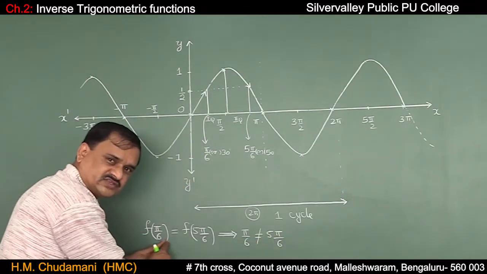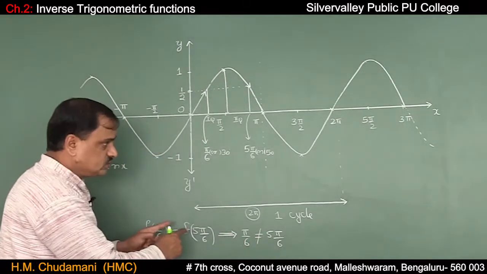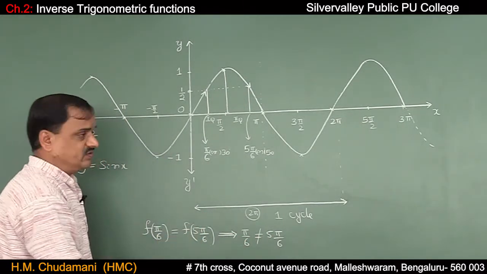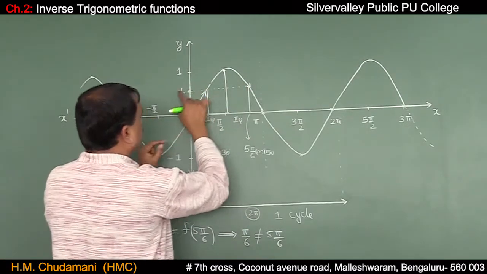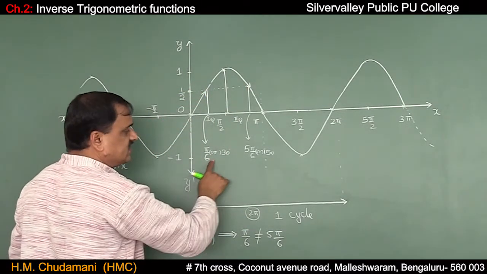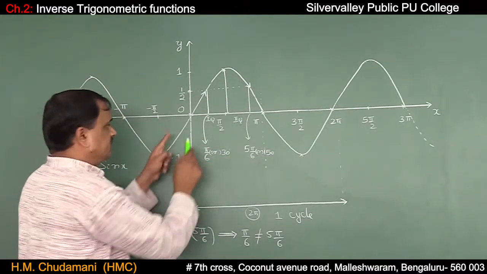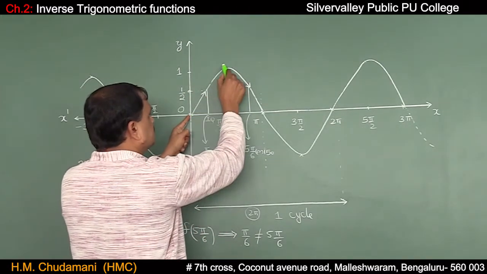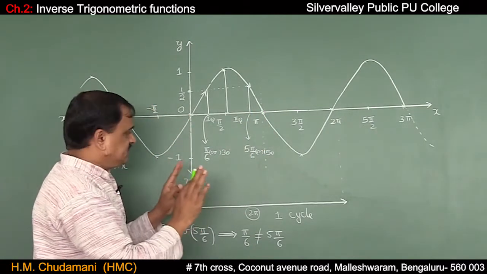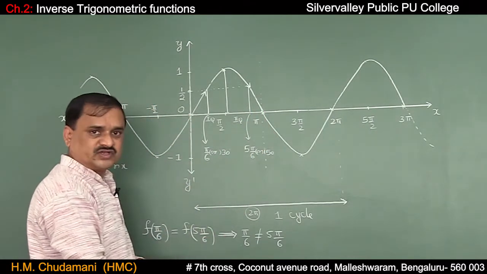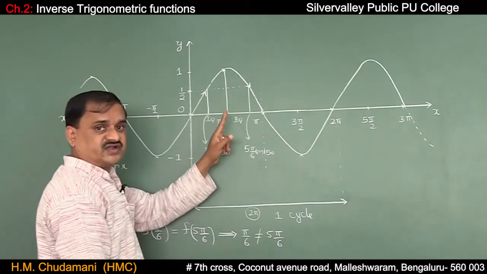Even though f of x1 equals f of x2, x1 and x2 are not equal. So clearly, mathematically it is not one-one. Graphically here, both these values are 1 by 2. Sine 30 degree and sine 150 degree, both are 1 by 2. That's why it is not one-one. So if a function is both increasing and decreasing, we cannot expect that to be a one-one function. It cannot be one-one if it is both increasing and decreasing.